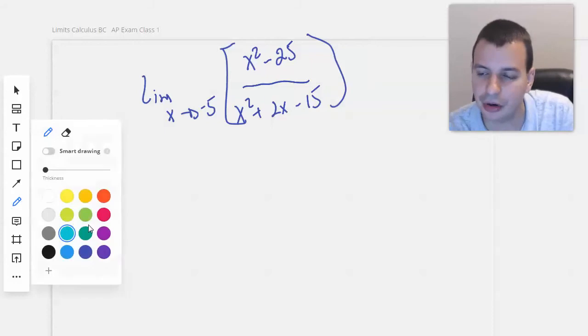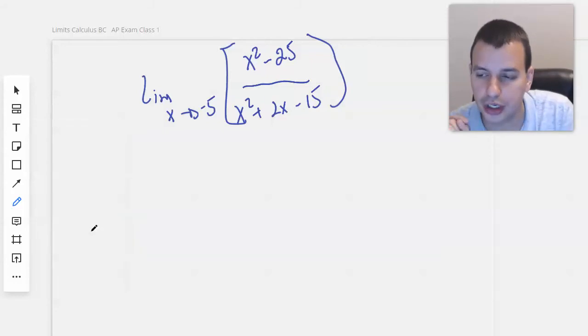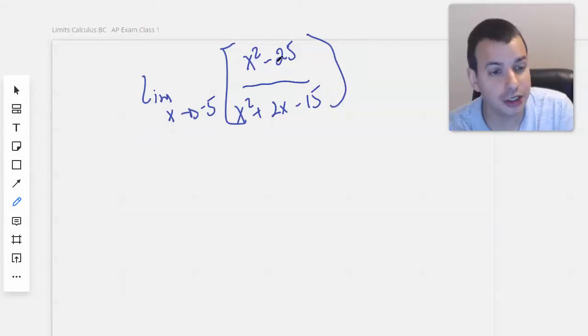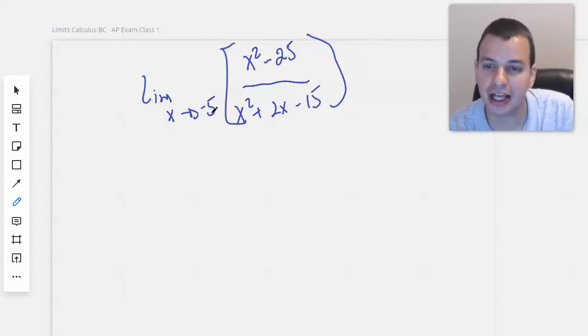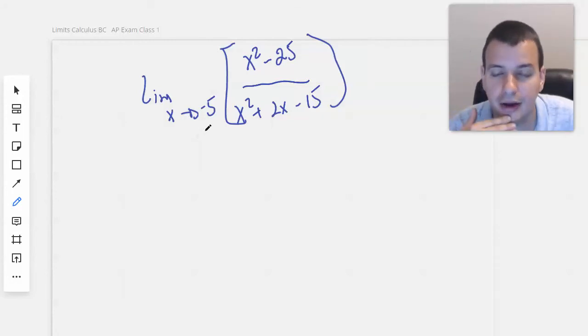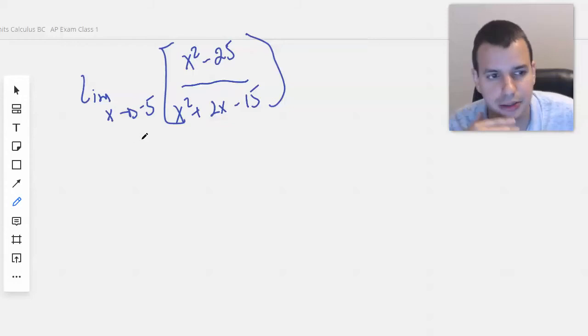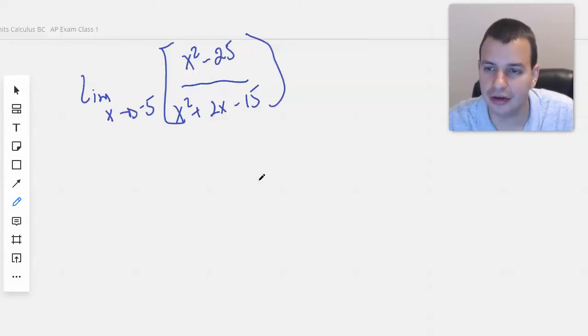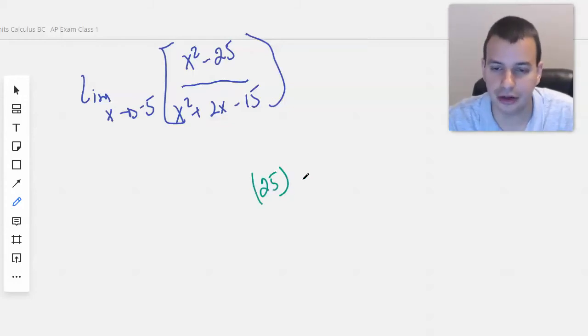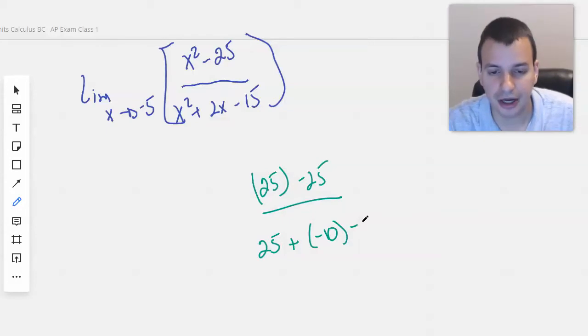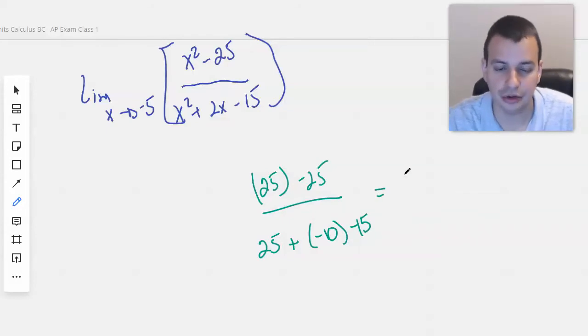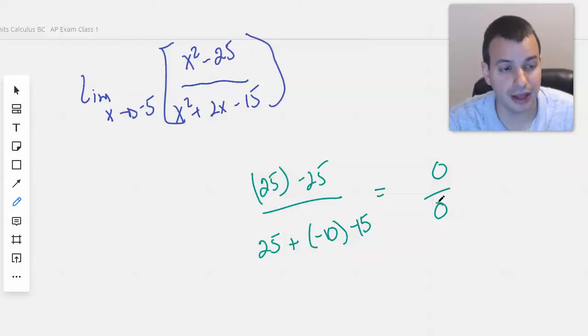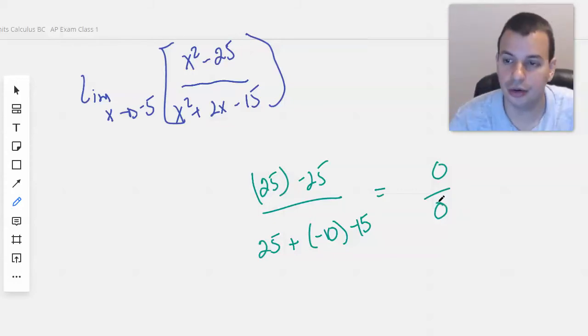So we have a function here with x, and we're saying x comes close to -5. And we're like, okay, well, that's pretty easy. Let's plug in -5. So you have -5 squared is 25 minus 25, all over x squared, which is 25, plus -5 times 2, which is -10, minus 15. And that equals, on the top you have 0, and on the bottom you have 0. Indeterminate form. We don't know.